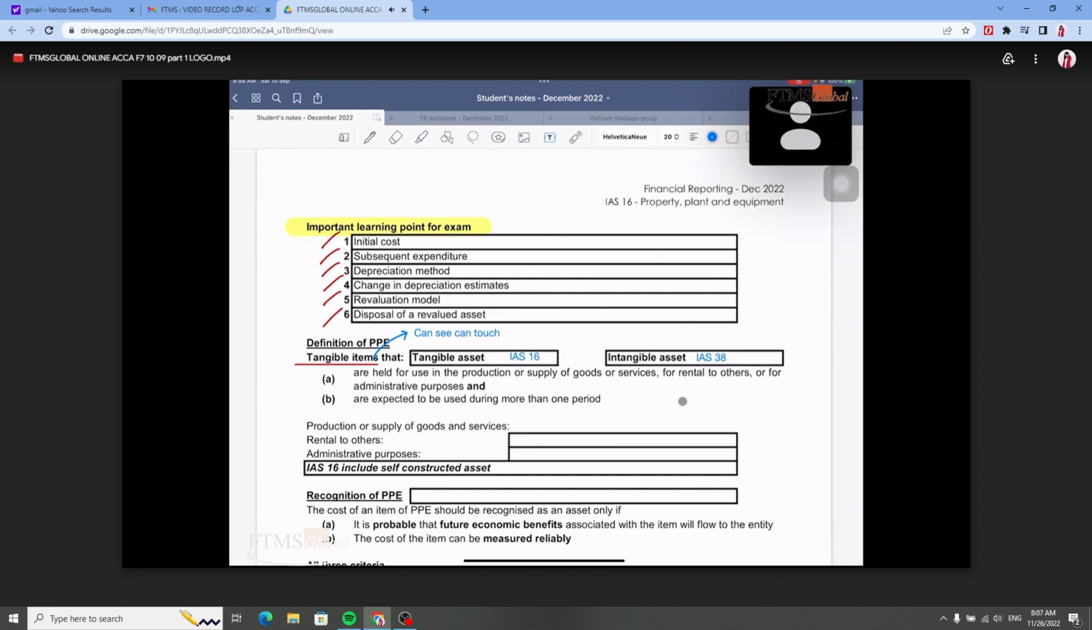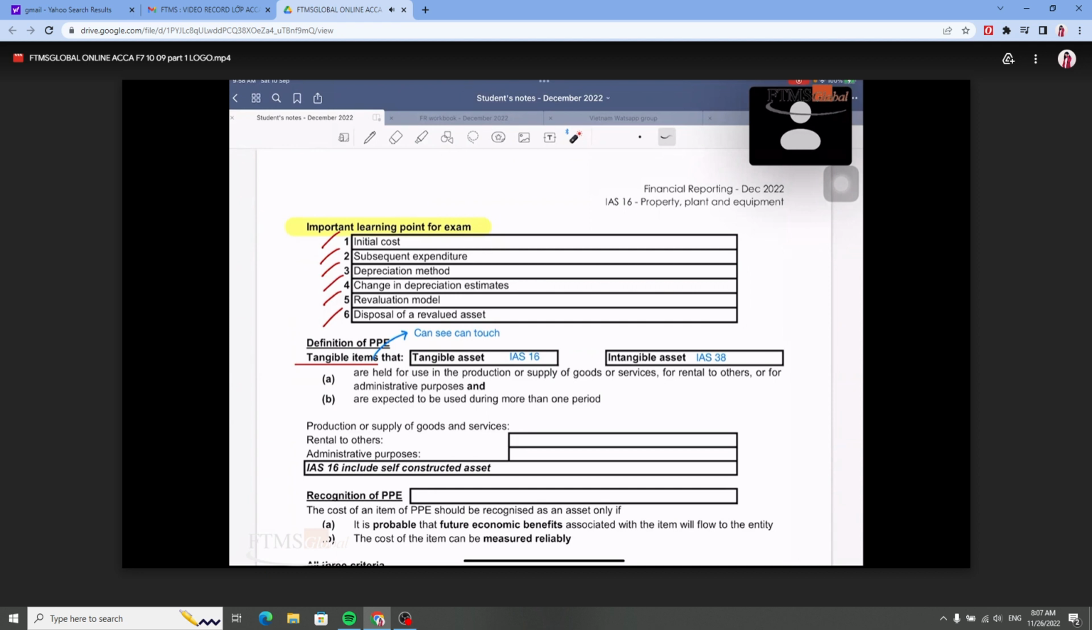Every IAS is a process. You need to pass the definition test first. If I pass the definition test, for example, can see, can touch, then I will proceed to the next step called recognition. If I fail the first test and it's not tangible, then obviously I will not go to the second step anymore. I will need to apply another standard. That's what I mean by process. For every IAS, it's always a process.